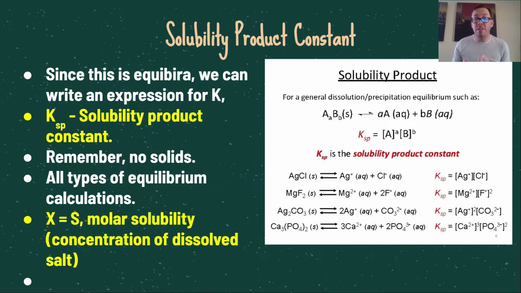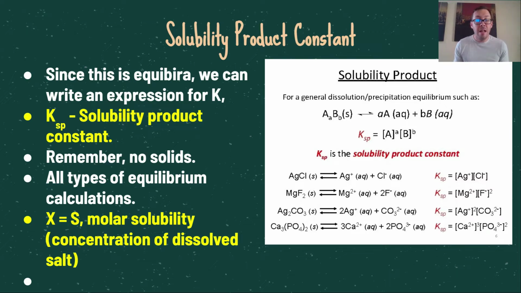Now, as we go through and solve for the values for these, we determine something called the molar solubility, the value for X that we've done in other RICE tables. Sometimes you'll see that as S, and S just stands for the molar solubility. Basically, that is the concentration of dissolved salt ions. So if I'm asking for the molar solubility, you're just simply going to solve for X.